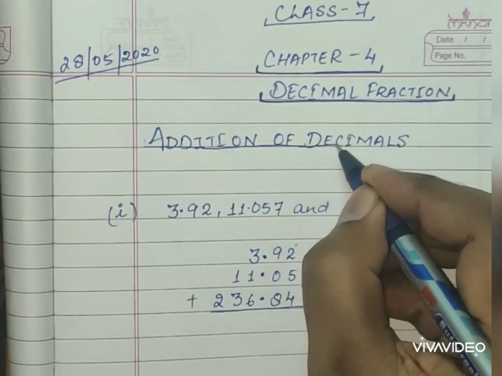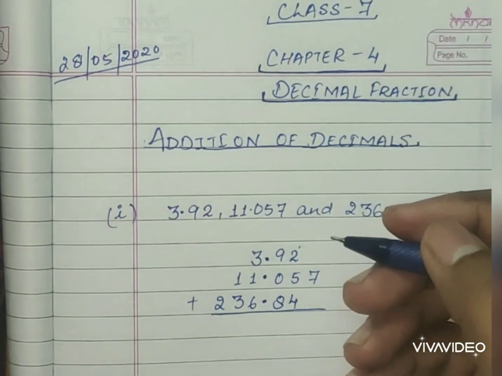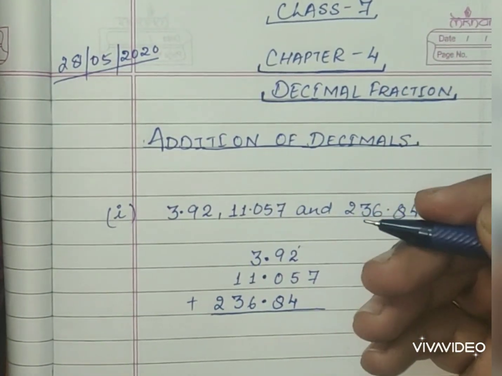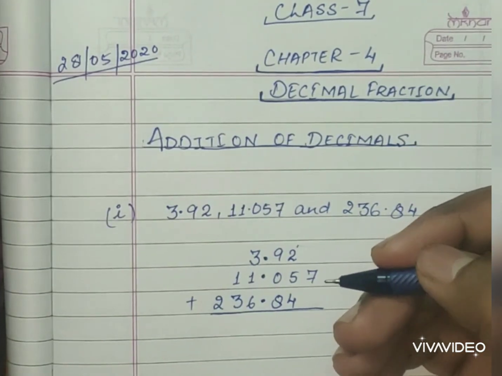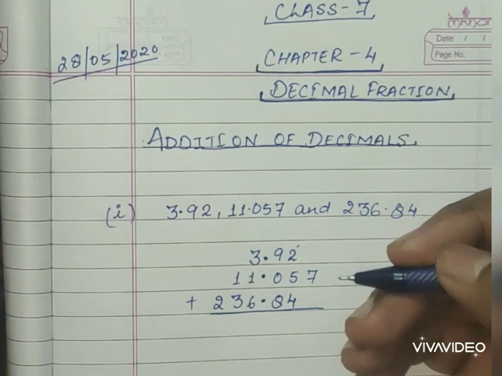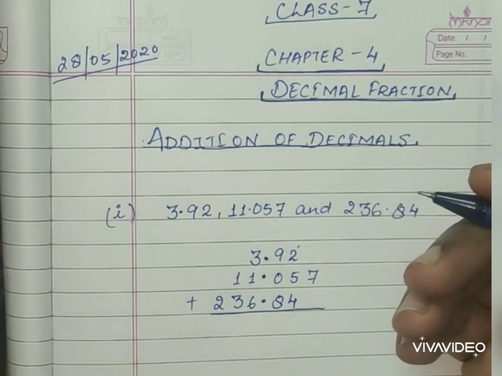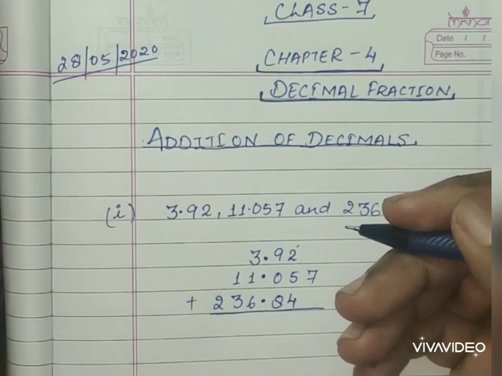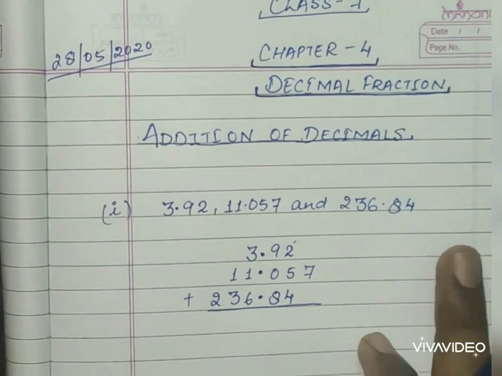In the previous lecture, we have seen what is decimal fraction. Then we have seen how to read a decimal number. Then we have seen how to convert a decimal into fraction and fraction into a decimal. Then we have seen like decimal and unlike decimal. So today we will see how the addition of decimal is being done.